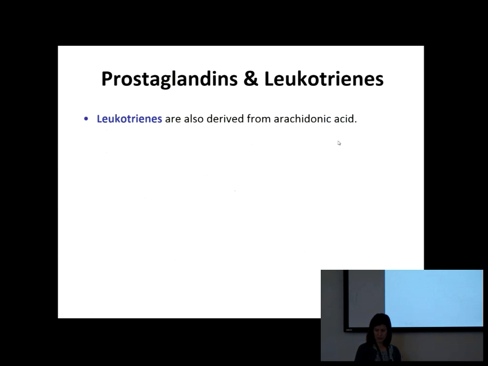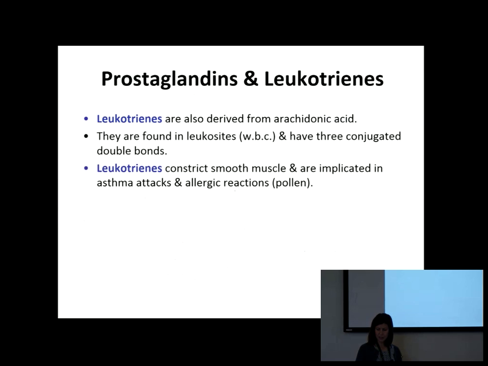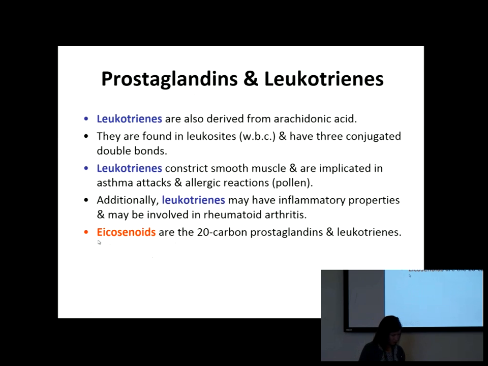Leukotrienes also, as we just showed, come from arachidonic acid. They're found in white blood cells, and they do have conjugated double bonds. They're involved in our asthma attacks and allergic reactions. They also are an area of research for rheumatoid arthritis. And if you ever hear the word eicosanoids, they're 20-carbon prostaglandins and leukotrienes that are a huge area of research. So know that they come from arachidonic acid.